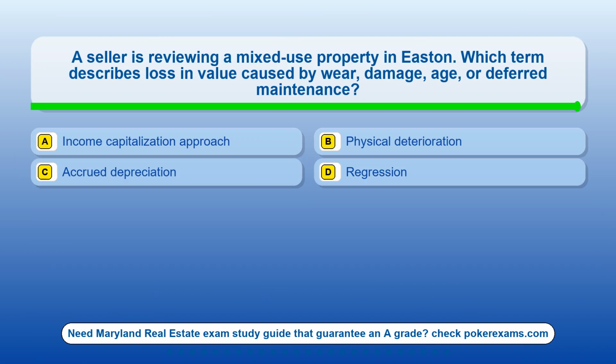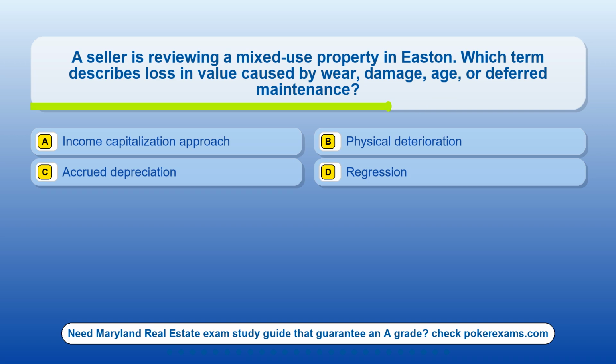Question 16. A seller is reviewing a mixed-use property in Easton. Which term describes loss in value caused by wear, damage, age, or deferred maintenance? Option A, income capitalization approach. Option B, physical deterioration. Option C, accrued depreciation. Option D, regression.